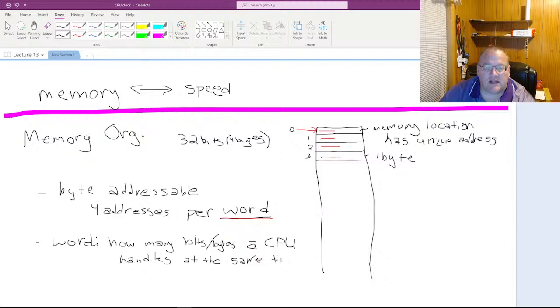I just realized something. Let's talk about it for a second. Well, let me finish this idea, right? So a word, on most computers, will be defined by the operating system. So if your operating system is Windows 11, if it's a 64-bit system, that means it's 64 bits per word. And it actually will be defined by your computer itself.